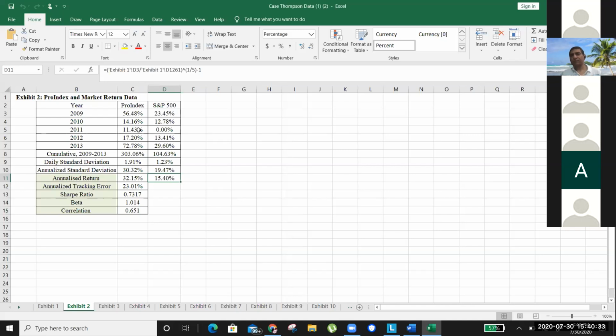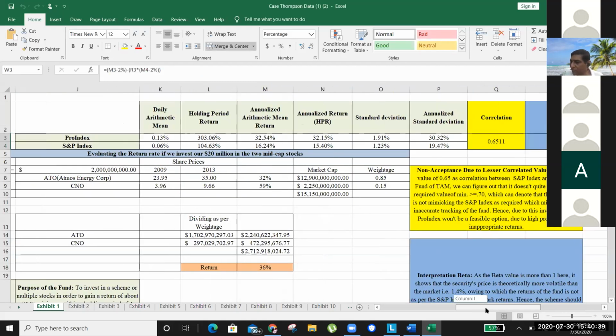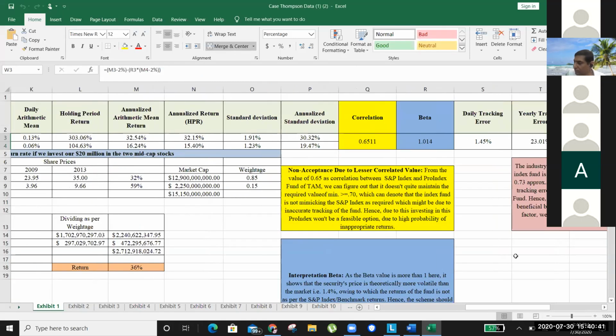Also, we want to know about the correlation part. If the S&P 500 grows by 1 rupee and we invest in the Pro Index, it will match it up to only 65%, it will increase up to 0.65. So how are you going to incorporate that, so that there is less difference between the Pro Index fund and the S&P 500 fund?